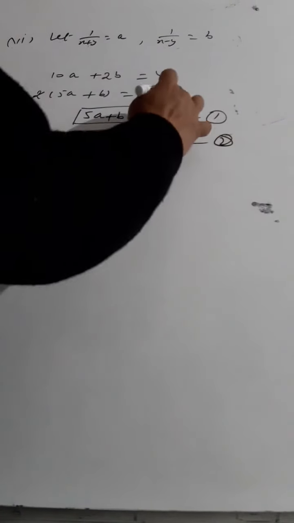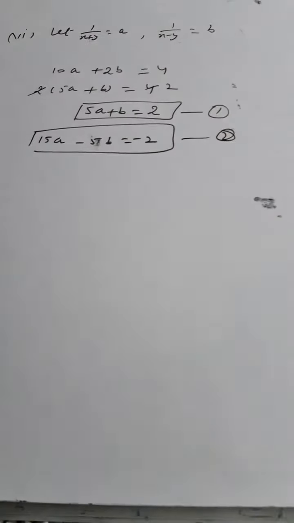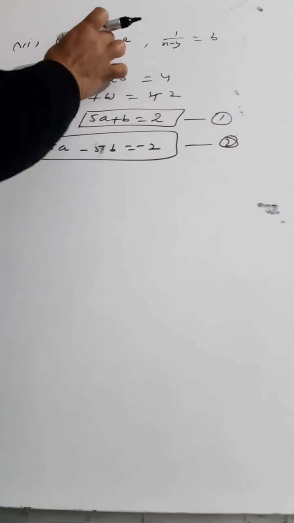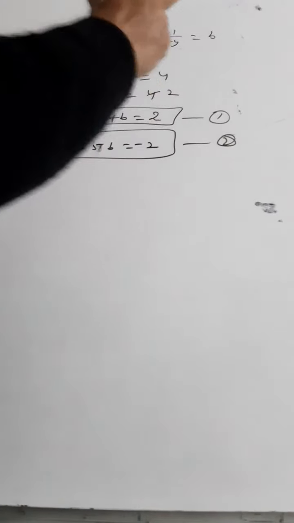Now you can solve these equations to get the values of a and b. And as soon as you get the values of a and b, you have to go back here. Again your result will be in terms of x plus y and x minus y, which are in two variables.